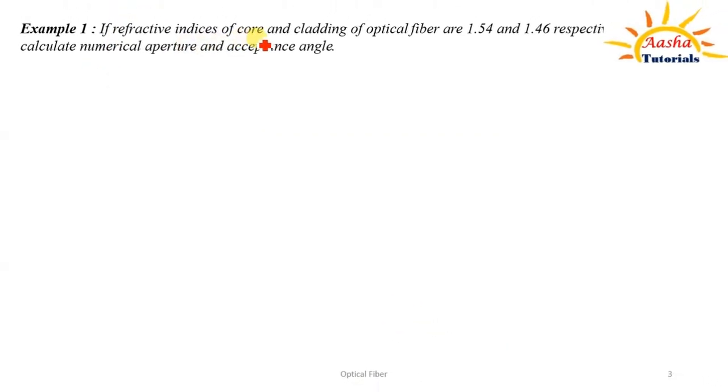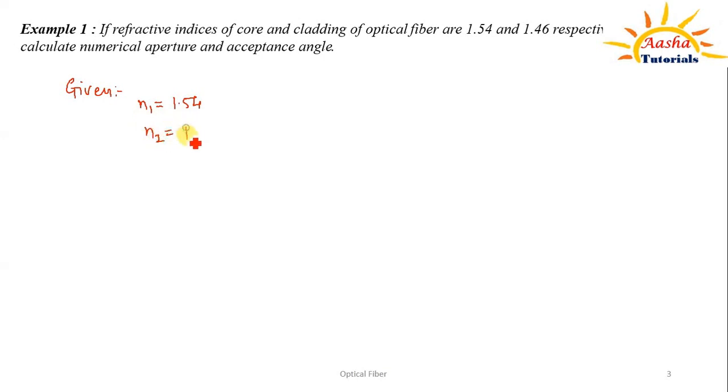If the refractive indices of core and cladding are given as 1.54 and 1.46 respectively, calculate numerical aperture and acceptance angle. So let me first write the given things here. We have the refractive index of core, which is 1.54, which we represent by n1, and the refractive index of cladding, n2, which is 1.46. And here it is asked to calculate numerical aperture and acceptance angle.